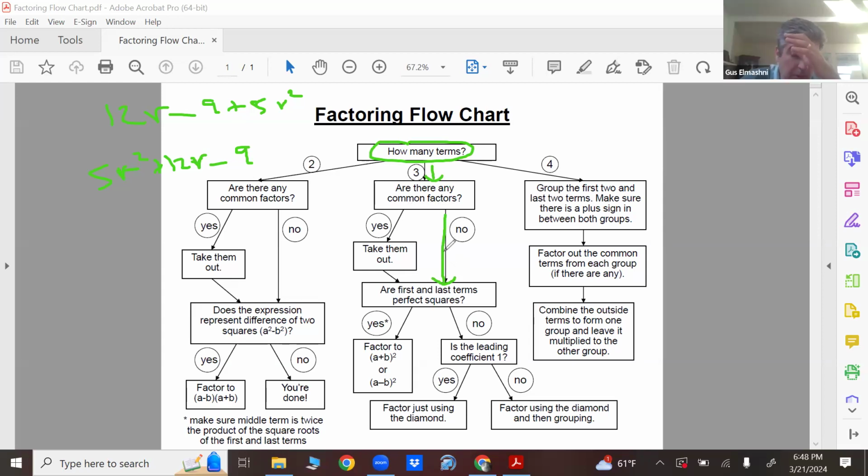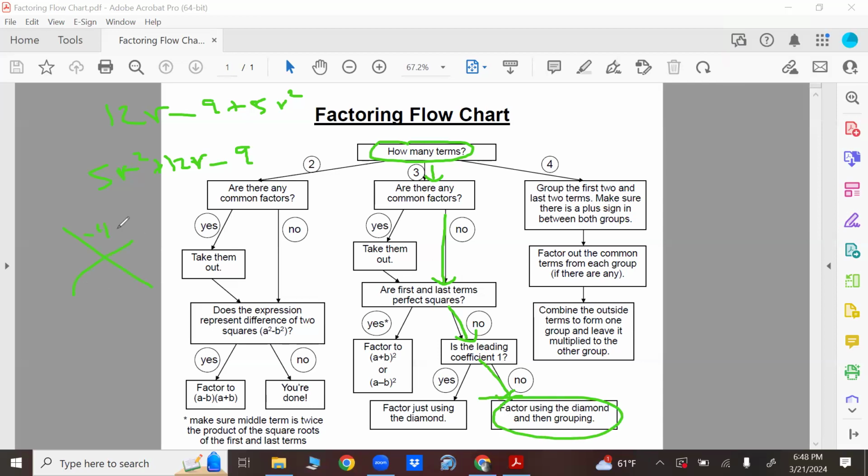Okay, are the first and last terms perfect squares? They're not. Is the leading coefficient 1? No. So we have to do the diamond. Negative 45 and 12. Give me two numbers that multiply to negative 45 and add to 12. 15 and 3? Yeah, you got it. But one is negative, so 15 and negative 3. Okay, then we'll do the box.